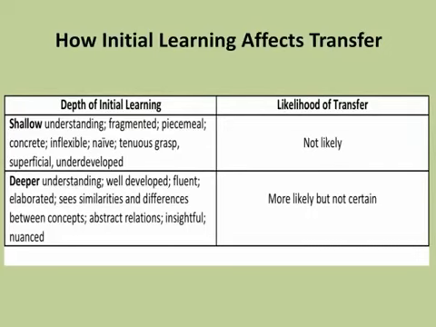We see similarities and differences between concepts. We perceive abstract relations. Our understanding is insightful and more nuanced. Research does show that when students have poor understanding of a topic, transfer is not likely. When they have a deeper grasp, they are better able to transfer, although transfer is not a sure thing.